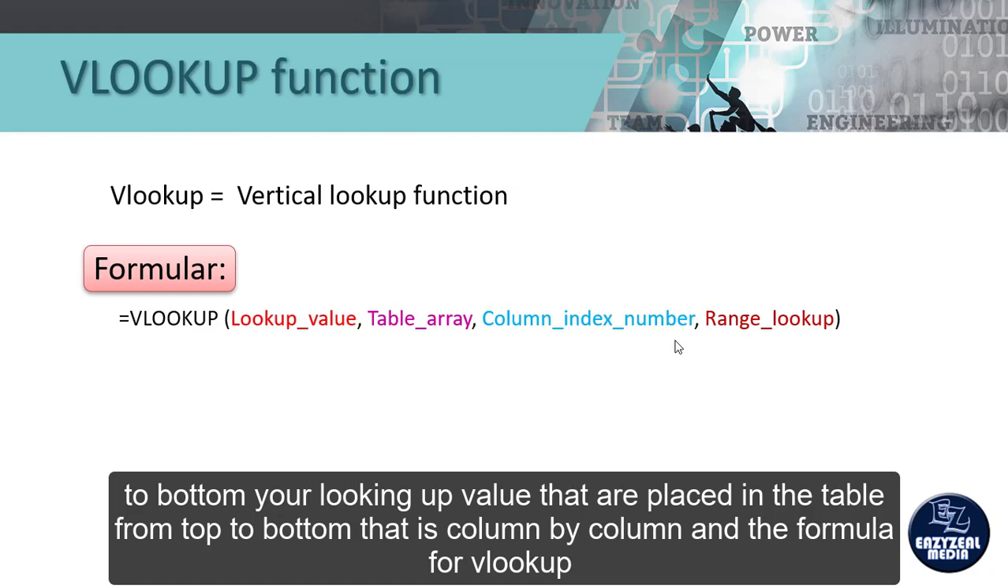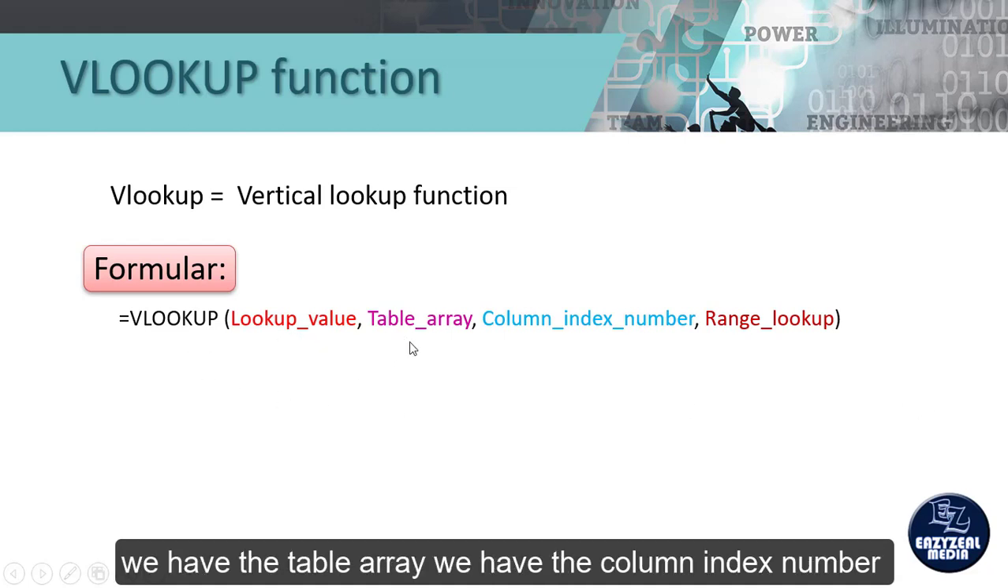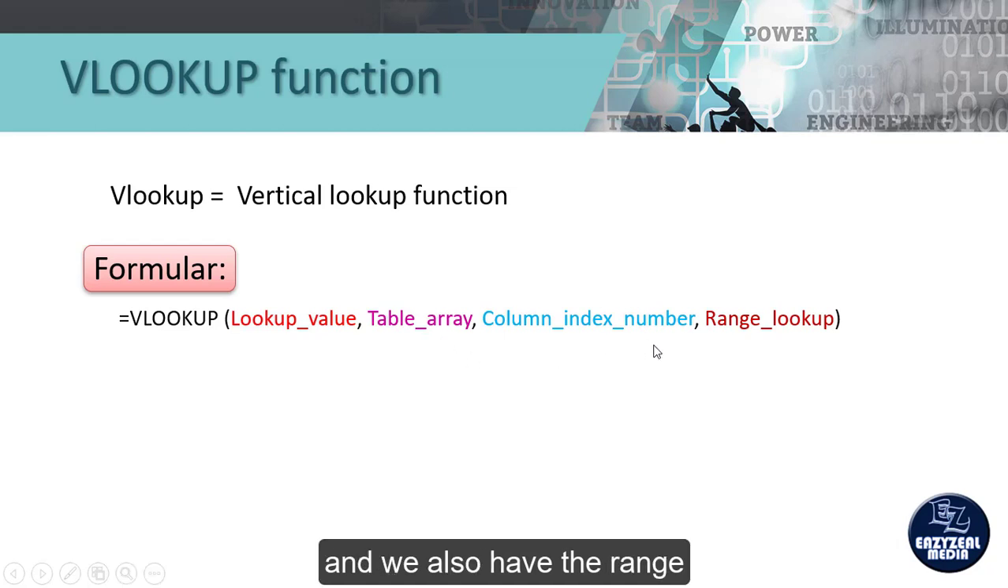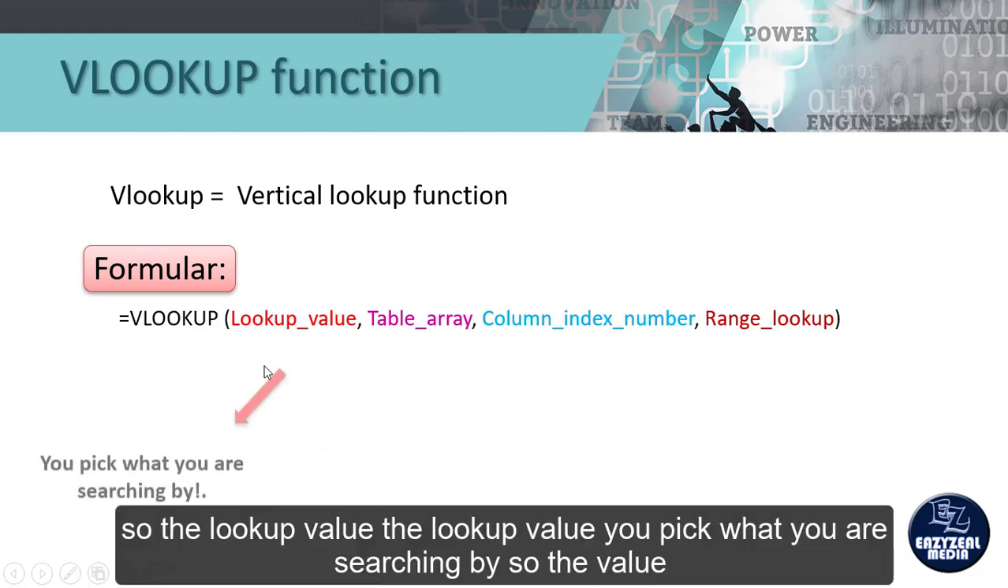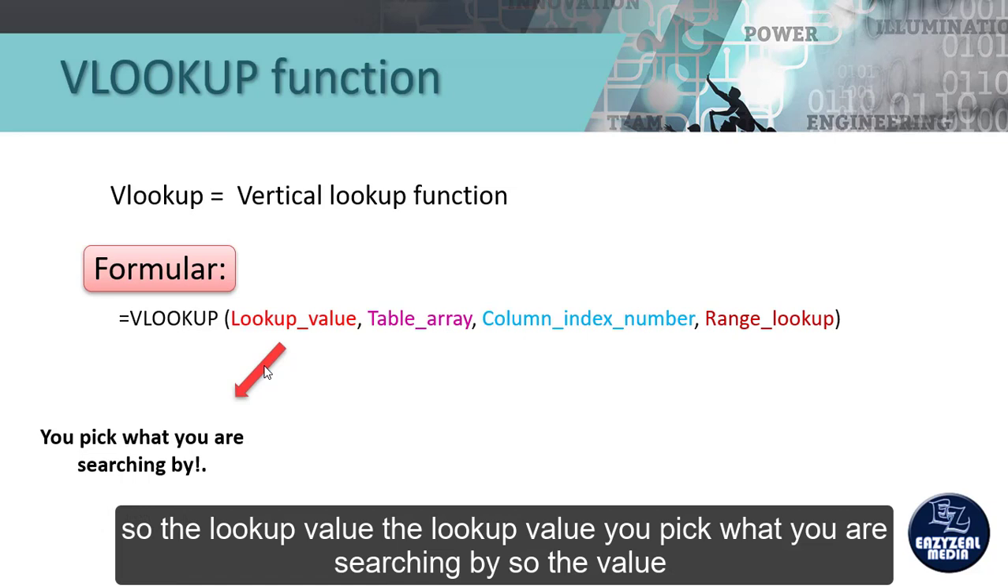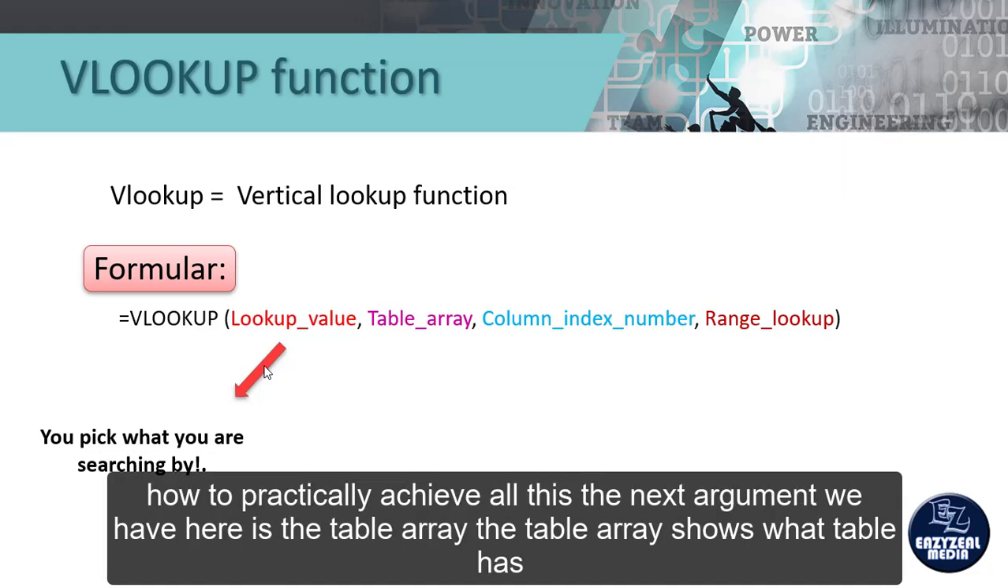And the formula for VLOOKUP is as you can see here, equal to VLOOKUP. You have the lookup value, the table array, the column index number, and we also have the range lookup. So the lookup value, you pick what you are searching by. That is the value that you want to actually look for. Don't worry, in a nutshell, we head over to Excel and see how to practically achieve all this.